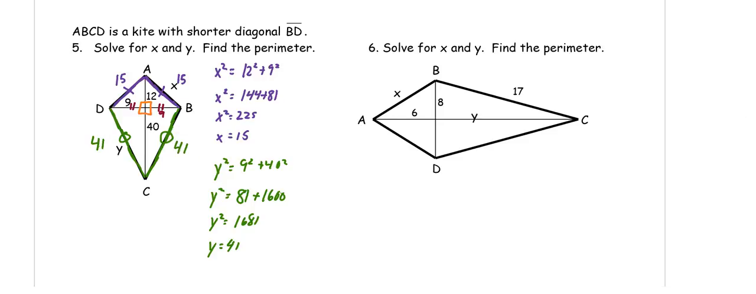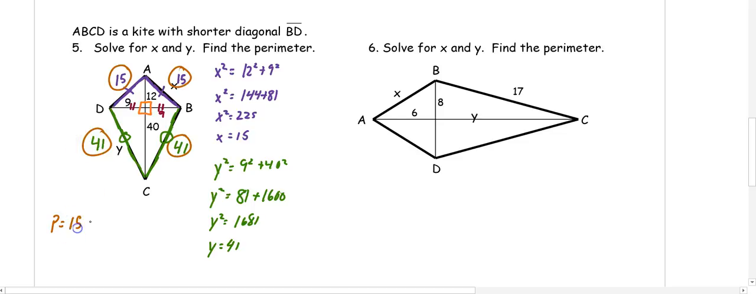Then the last step here is we need to find the perimeter. So the perimeter, we add all of those sides on the outside together. So 15, 15, 41, and 41. And we get our perimeter is 112.